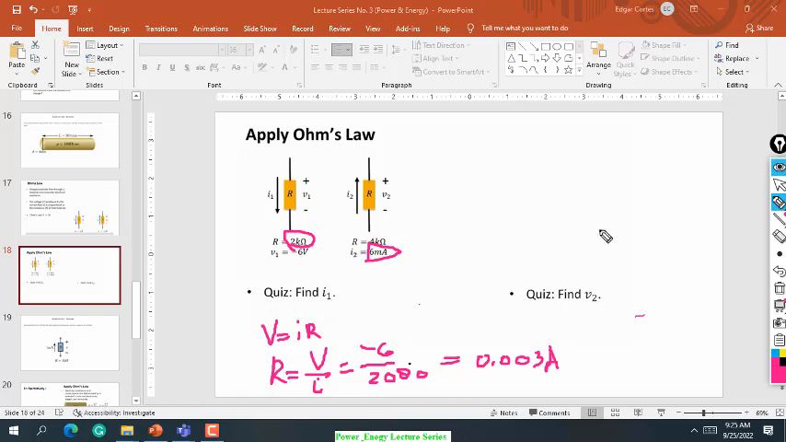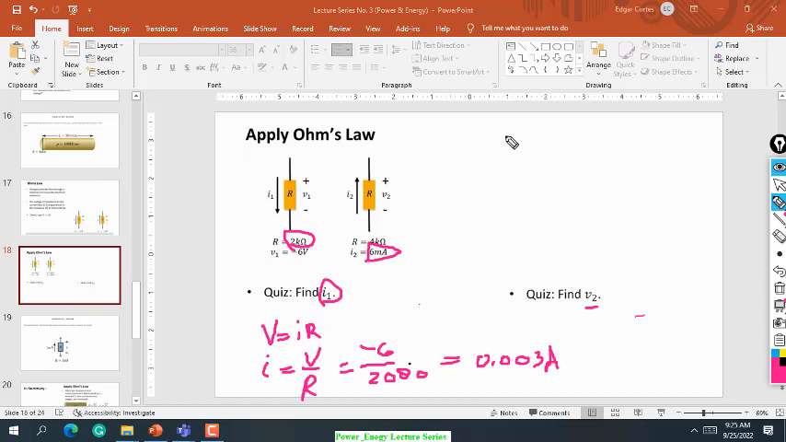So who will solve the second example? Clarification: here we are looking for I. So I equals V over R. Voltage over resistance. I is what we are looking for. Okay, so this is the answer.